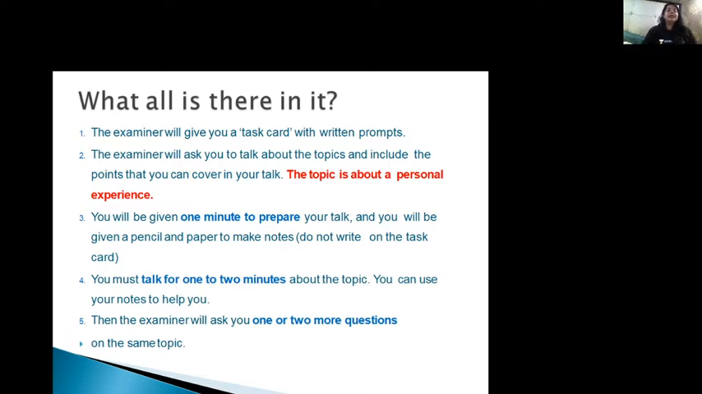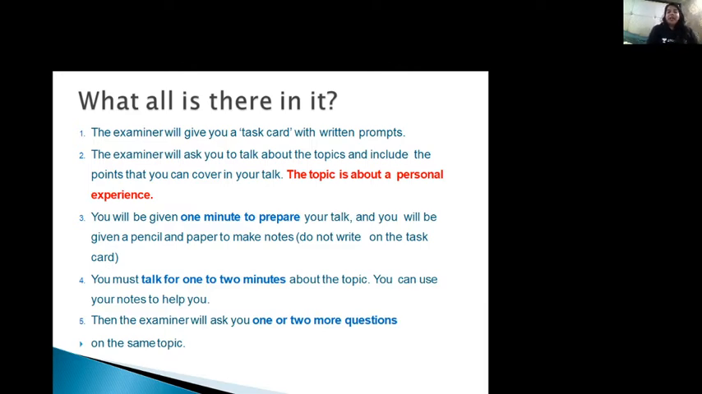What all is there in it? Now, the first thing, the basic thing, the examiner will give the task card with some written prompts. We'll just practice some examples of task card, cue cards. We'll be more clear about it. So the examiner gives a task card. Number 1, the examiner will ask you to talk about the topic and include the points that you can cover in your talk. The topic is about a personal experience.